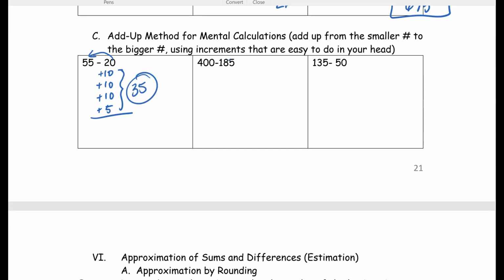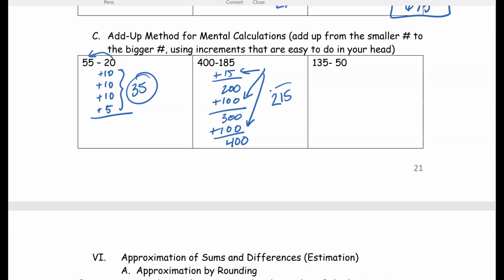400 minus 185. Start with the 185 and then add up to get to the 400. So I'm going to add 15 to make 200. And then I'm going to add another 100 and then another 100 to make 400. So I've got 15, 100, 200. So 215.